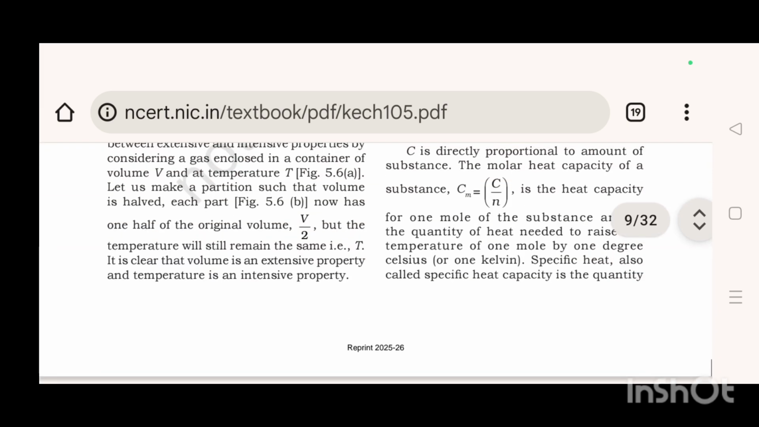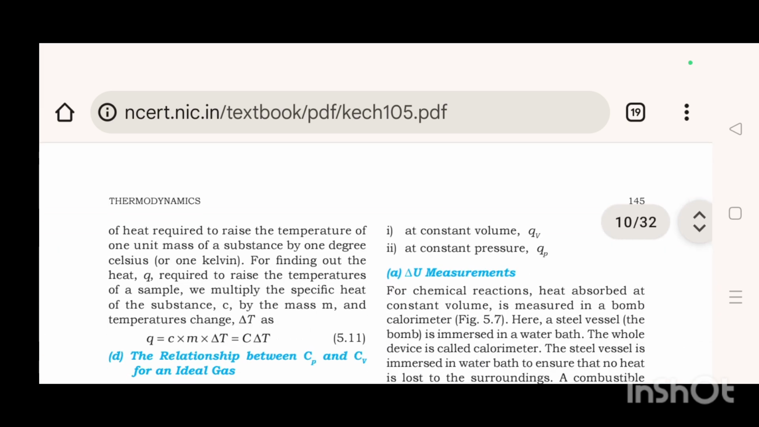Specific heat, also called specific heat capacity, is the quantity of heat required to raise the temperature of 1 unit mass of a substance by 1 degree Celsius. For finding out the heat Q required to raise the temperature of a sample, we multiply the specific heat of the substance C by the mass m and temperature change delta T, as Q equal to C cross m cross delta T.